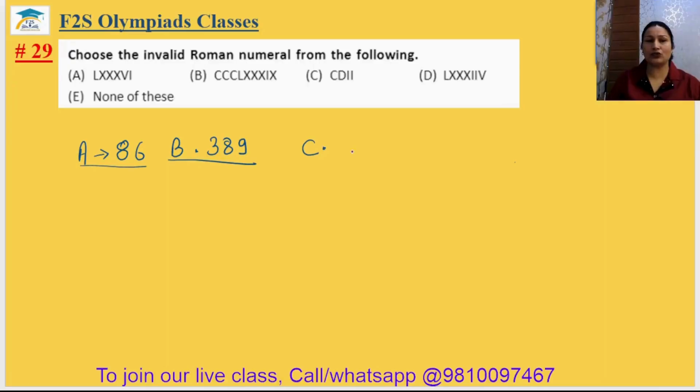Option C: CDII. CD means 400, II is 2, so 402. Option D: LXXX is 80, plus IIV. There is no number like IIV in Roman numerals, because I can be subtracted from V and X, but only one time. We cannot subtract I two times. So that's why option D is the wrong option. 29th answer is D.